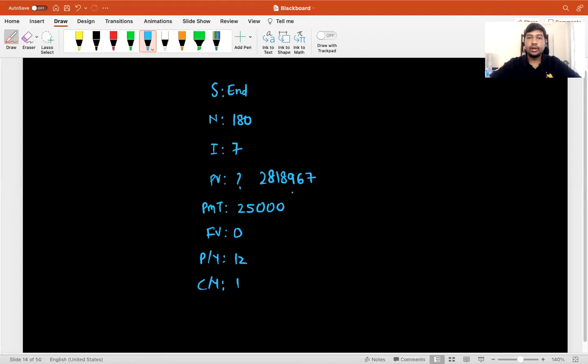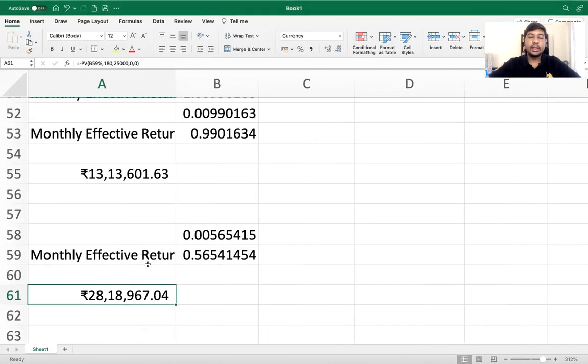The only thing you need to remember is that you need to convert the annual interest rate into the payment frequency. So interest is compounded annually, payment is monthly. So you need to calculate what is the effective monthly rate. This is what we have done.